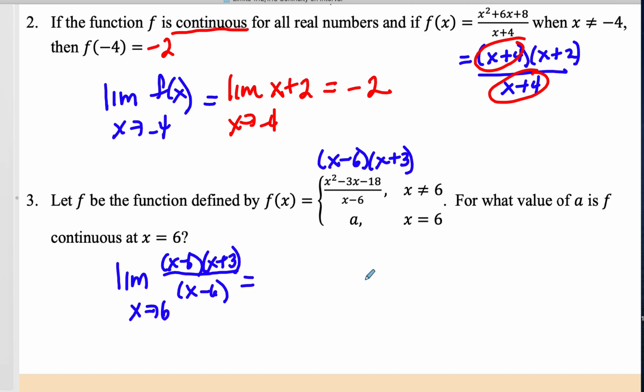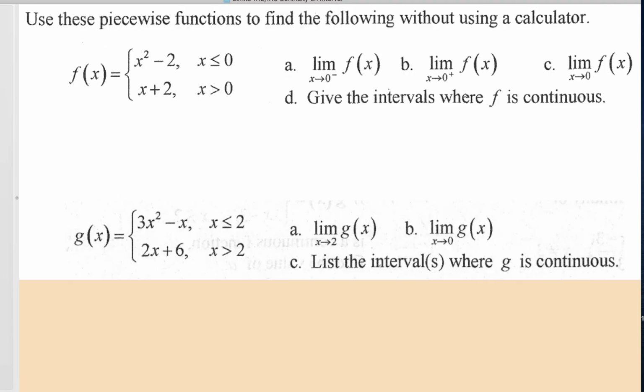Let the function f be defined by this. You can see this is a rational expression, but x cannot equal 6, and we want to make it continuous. So what will the y value be at 6 so that we can fill in the hole? Here's our limit. Again, here's where the hole occurs. If we reduce here, and then substitute 6 into the actual line, the answer will be 9. So for what value of a? Well, we want a to be the number 9. That'll fill in the hole for the removable discontinuity.